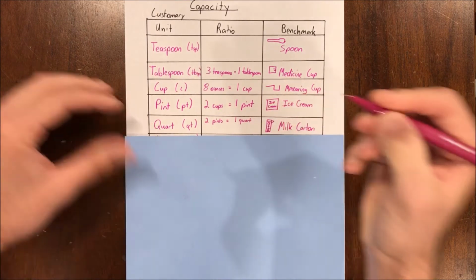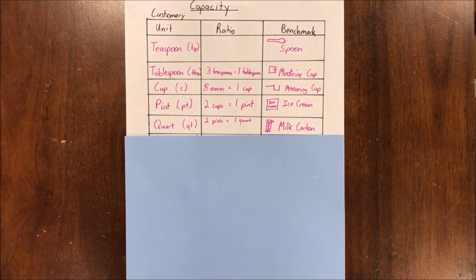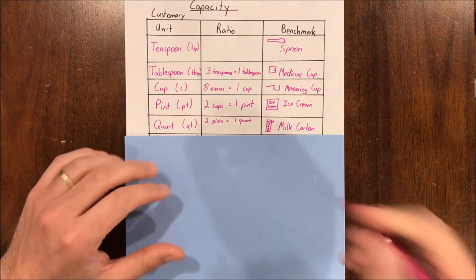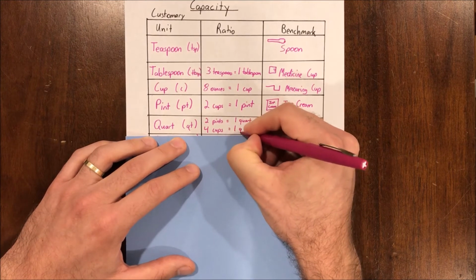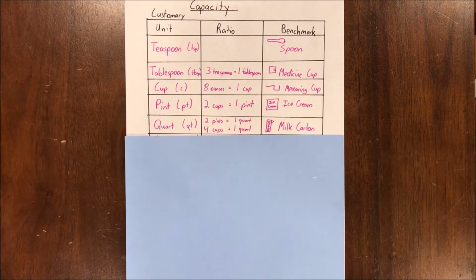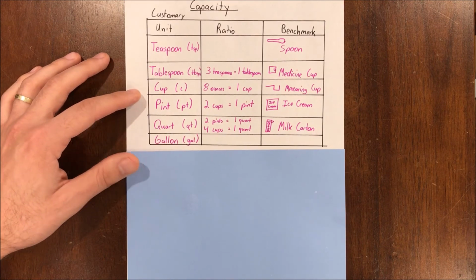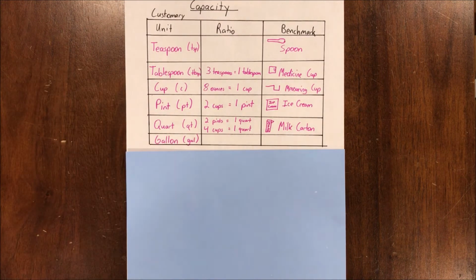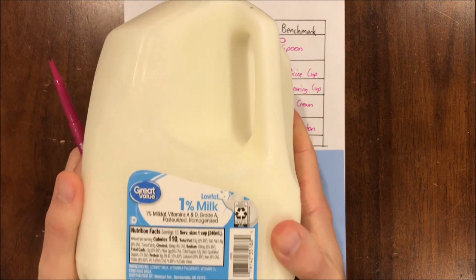So if there are 2 pints in a quart, how many cups would there be in a quart? Say it out loud. Yeah, there would be 4 cups in 1 quart, right? Because if there's 2 pints in a quart and 2 cups in each pint, 2 times 2 gives you 4. So then we've got our largest customary unit, and that is a gallon. And this one you probably know, right? Because when we think of a gallon, we can think of a big old gallon of milk.